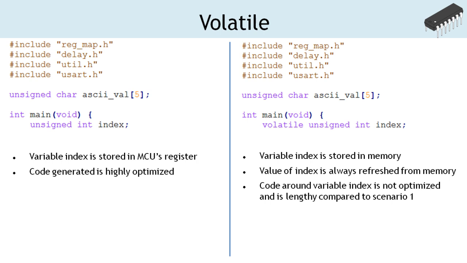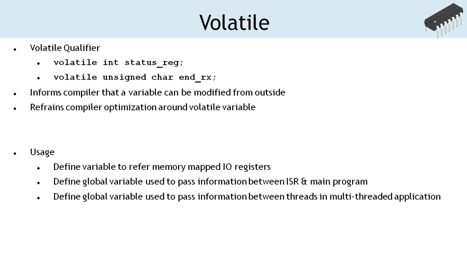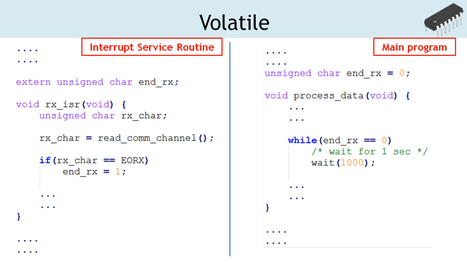But what is the need to refresh the value every time? And isn't code optimization good for memory constrained embedded systems? Since a volatile variable's value is always refreshed, it is used to refer to memory mapped registers, which have the possibility of being modified outside the program in consideration. It is also used to declare global variables used to pass information between the interrupt service routine and the main program. Let's understand why compiler optimization can be dangerous around a volatile variable with an example.